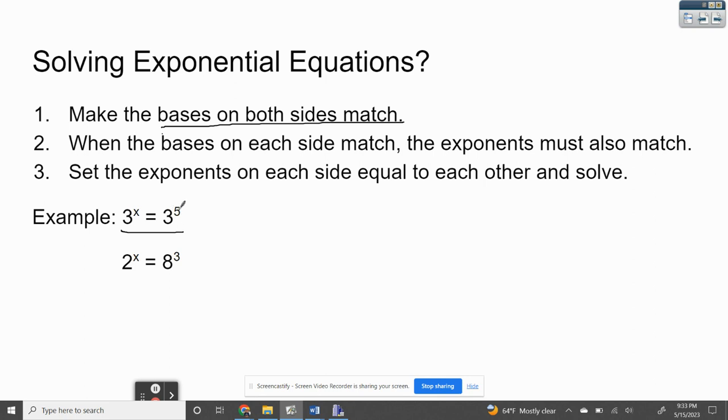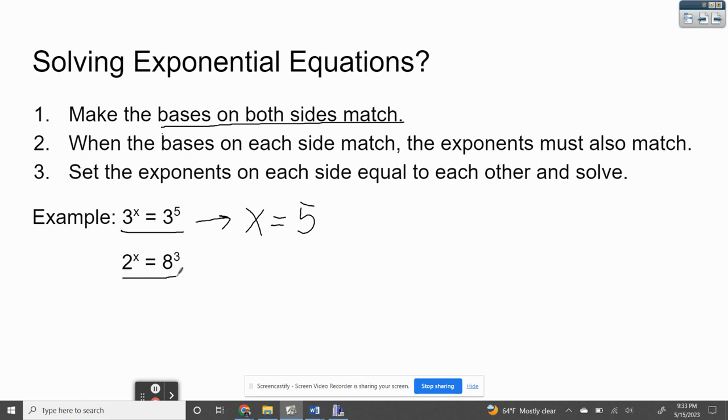So if this is 3 to the 5th power and it's equal to 3 to some power, the some power has to be 5. So once we get the bases the same, we can make an equation saying that the exponents are also the same. So we can just write an equation saying x is 5, which solves the equation. And that would be solving the first one.